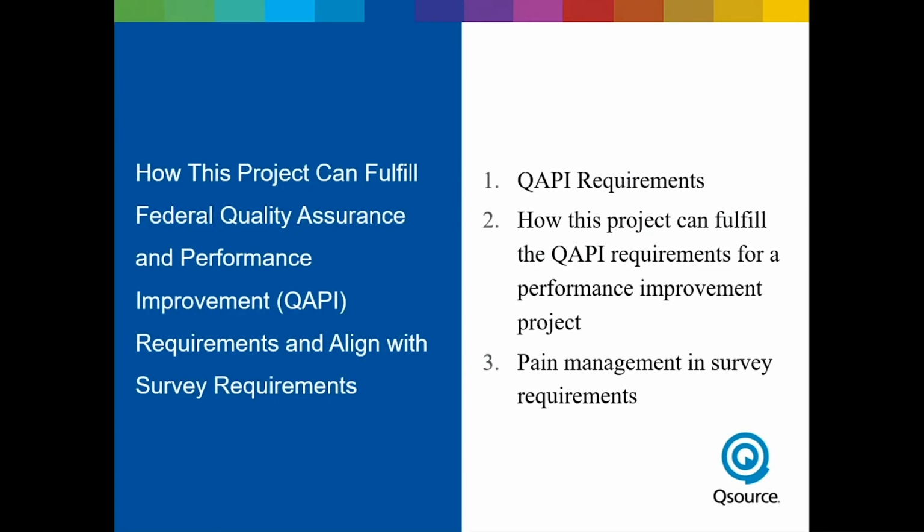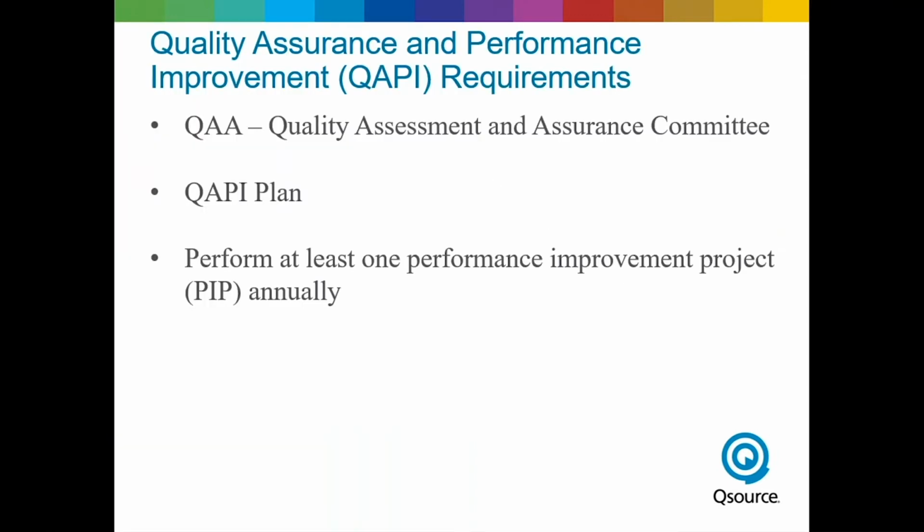All right. So now that we've talked about some different things that you're going to implement during this project, we also want to share with you how this project can fulfill your QAPI requirements and how it also aligns with survey requirements. As most of you know, with QAPI came some requirements, and those include that you must have a quality assessment and assurance committee. So you probably have a QAPI team that's working on things like this. And also to have a QAPI plan in place, as well as perform at least one performance improvement project annually.